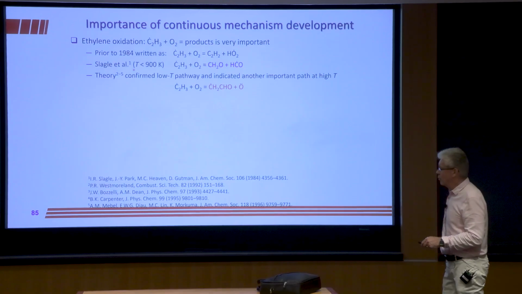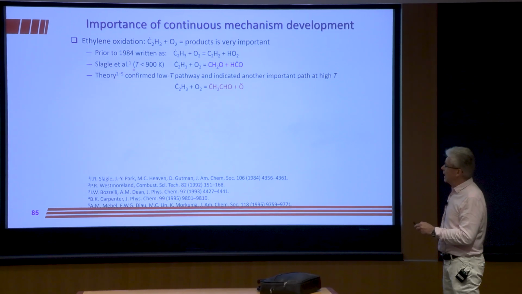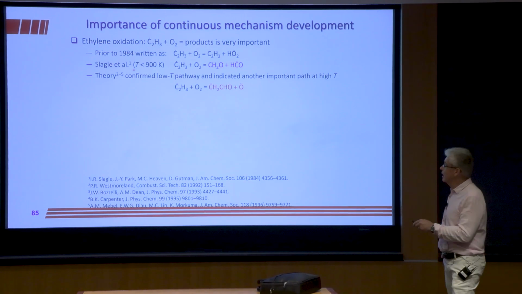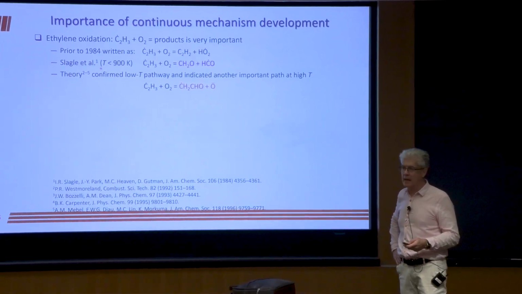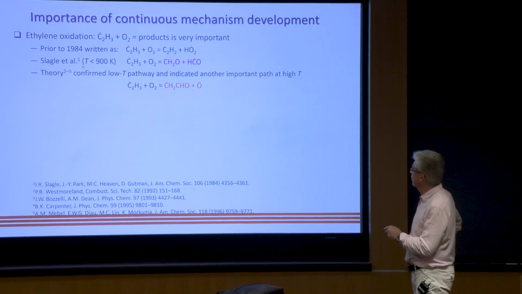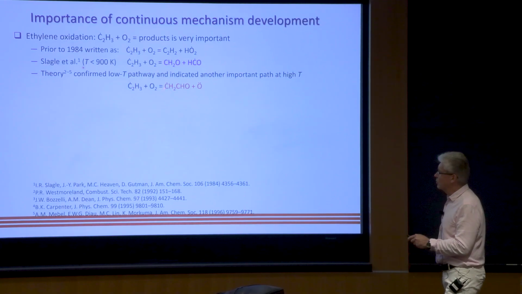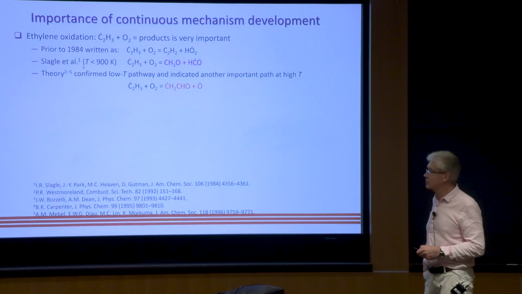So it was then Phil Westmoreland and Joe Bozzelli and Carpenter and Mebel, all of these groups working in the early 90s and mid-90s, calculated, because vinyl plus O2 is actually like really important, right? And chemical kinetic mechanisms are very sensitive to its oxidation kinetics. They all confirmed the low temperature pathway and indicated another important pathway at high temperature. So actually at high temperature, vinyl plus O2 gives vinoxy plus O. That's also a very important reaction, right?